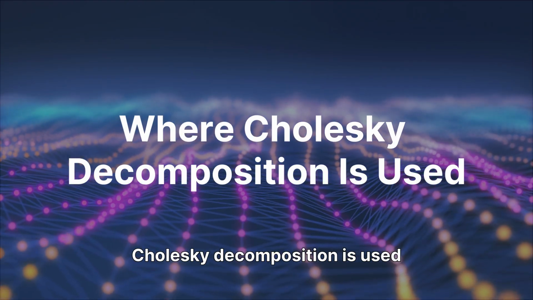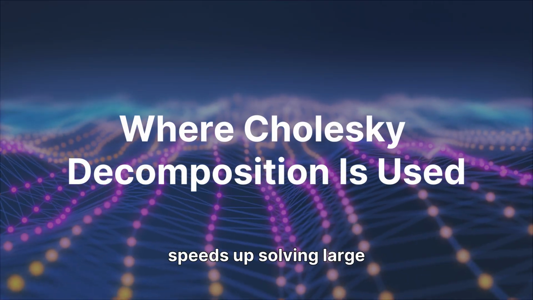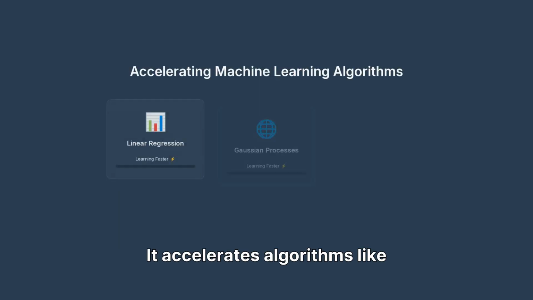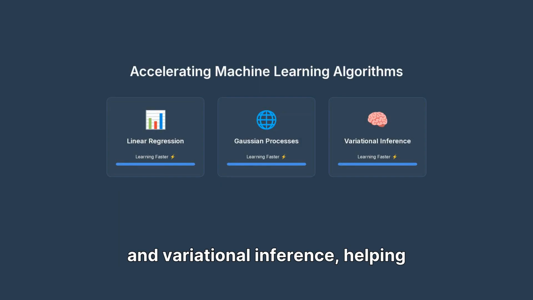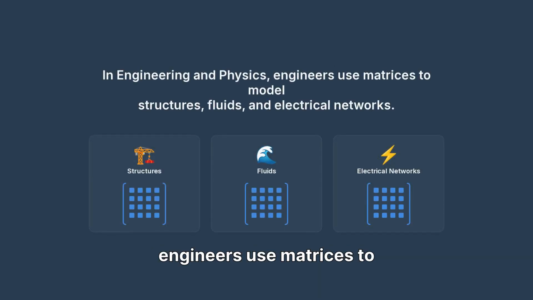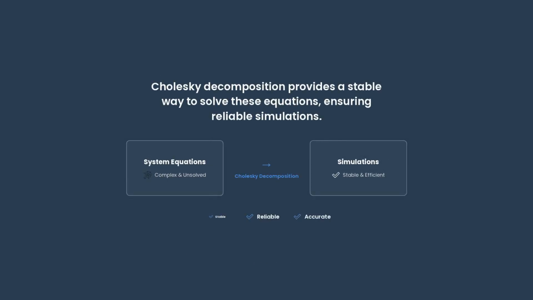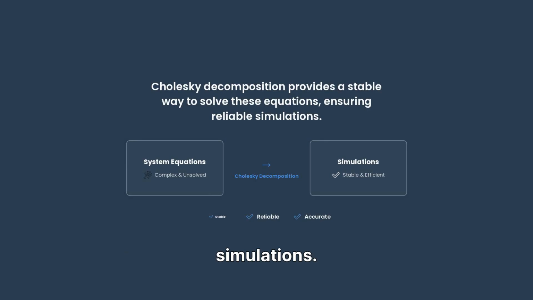Cholesky decomposition is used in many fields. In machine learning, it speeds up solving large systems of linear equations for model training. It accelerates algorithms like linear regression, Gaussian processes, and variational inference, helping models learn faster. In engineering and physics, engineers use matrices to model structures, fluids, and electrical networks. Cholesky decomposition provides a stable way to solve these equations, ensuring reliable simulations.